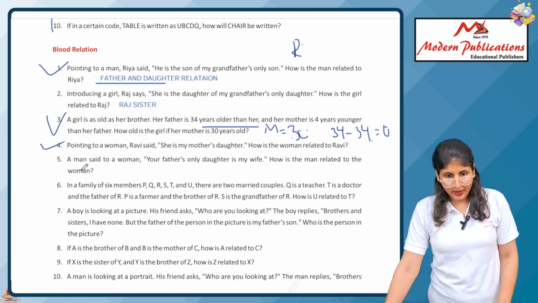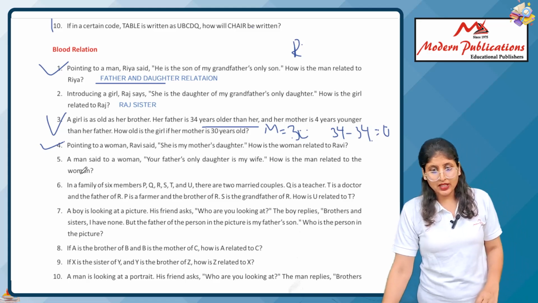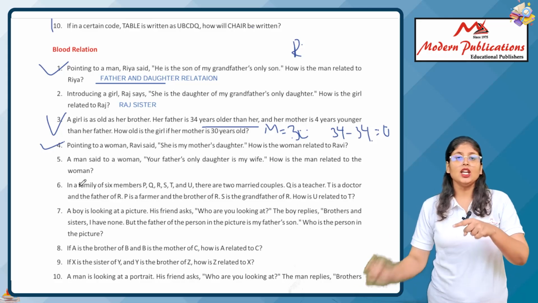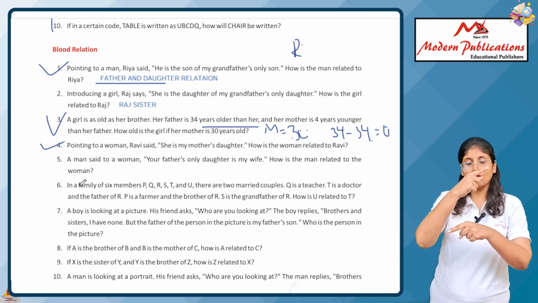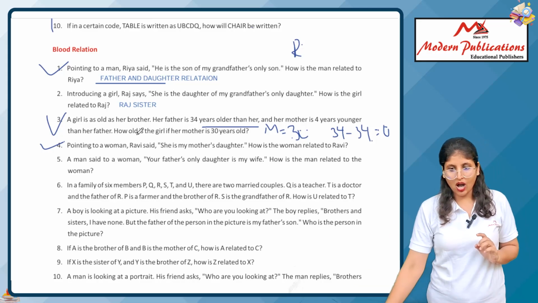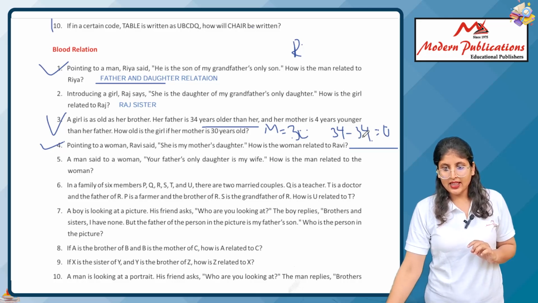Pointing to a woman, Ravi said, she is my mother's daughter. My mother's daughter means my sister. So how is that girl related to Ravi? Sister, we can say. Okay.